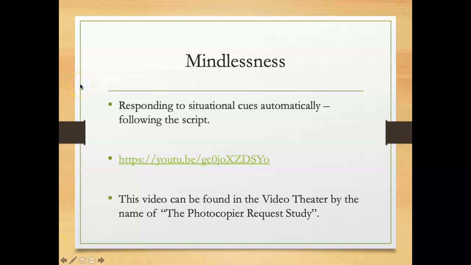Okay, so this brings us to the idea of mindlessness. Okay, so mimicry occurs without thought, and other behaviors do as well, including responses to verbal kinds of information. And we tend to follow the script that is sort of prompted by sometimes situational cues. Okay, and a good way to present this is to show you a video having to do with what's called the photocopier request study, a summary of this. So I'm going to show that here, and if it somehow doesn't get through to you, it's in the video theater.